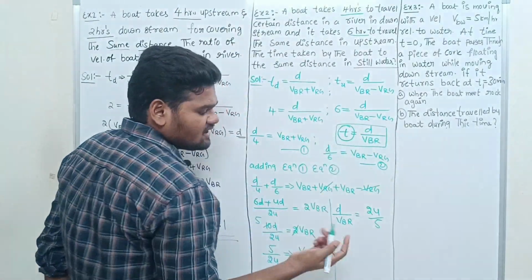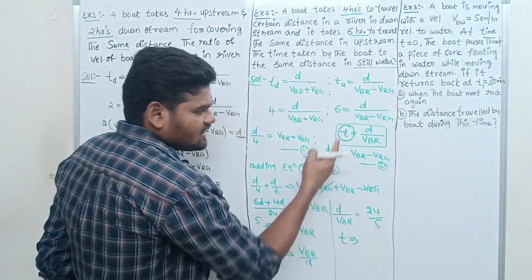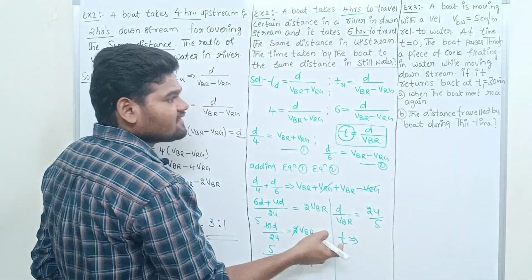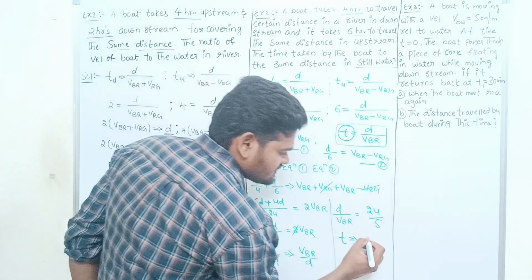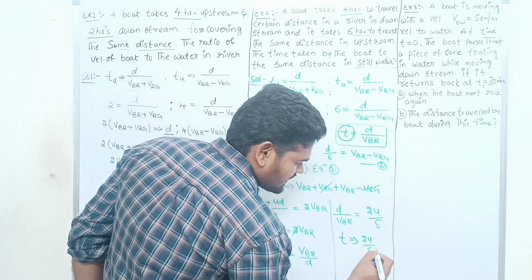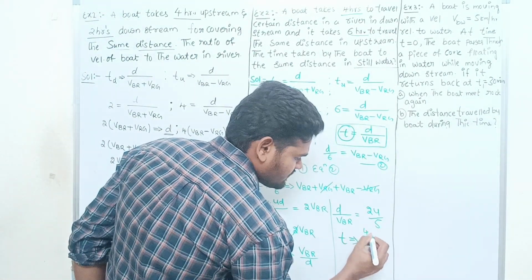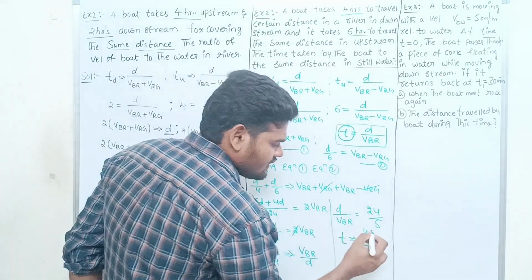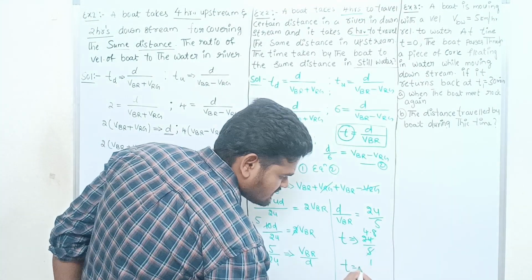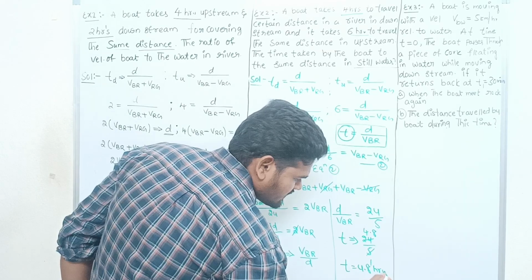D by VBR is nothing but what? Time. Whatever the time we are required, that time. So that is equal to 24 divided by 5. 5 ones are 5, 5 fours are 20, 4 remains, point 40, 5 eights are 40. So T is equal to 4.8 hours.